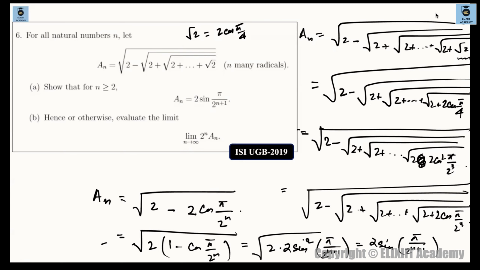So for n many radicals we will be having an to be 2 times of sine of pi upon 2 to the power of n plus 1. So this is your an, actually we have simplified, hence we are having an to be 2 times of sine of pi upon 2 raised to the power of n plus 1. So next, we need to calculate this limit n tends to infinity 2 to the power of n times of an.